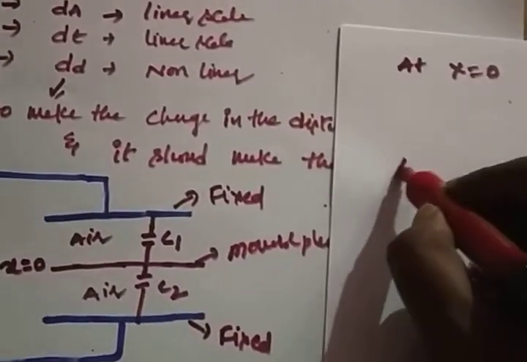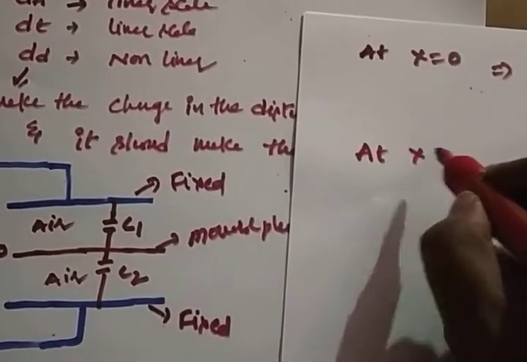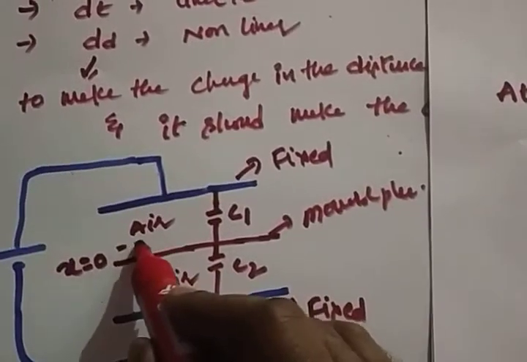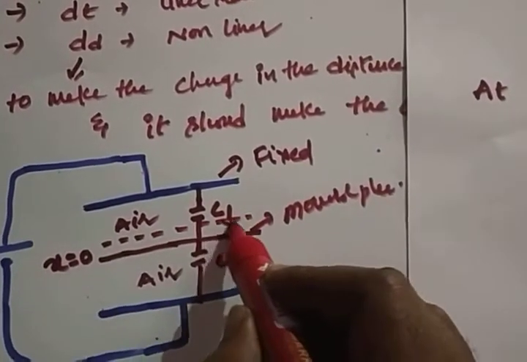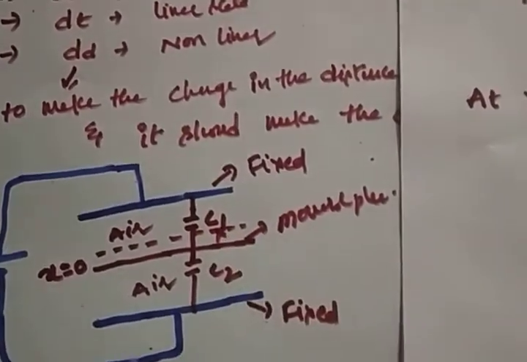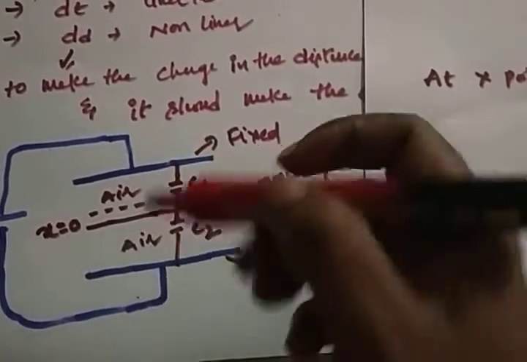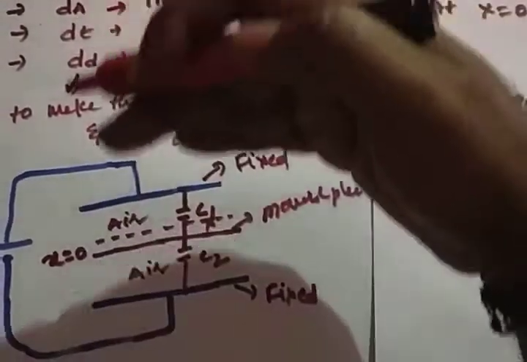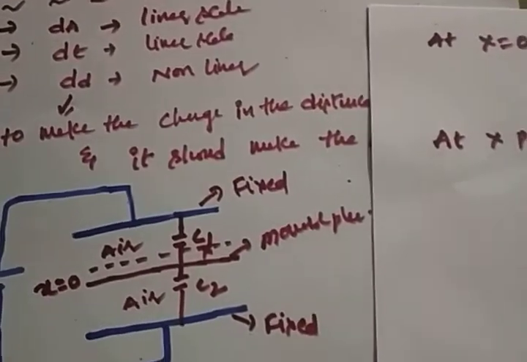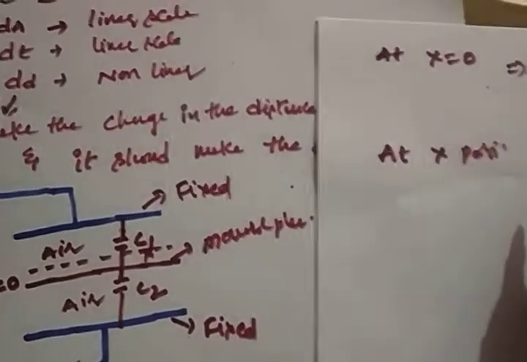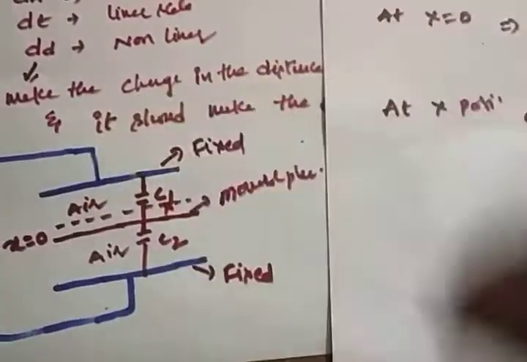Now you are moving the plate by x position. You should move the plate upwards or downwards, whatever it may be. So what is the value of capacitance C1? C1 and C2 will be changing now. You will get the change in capacitance now.